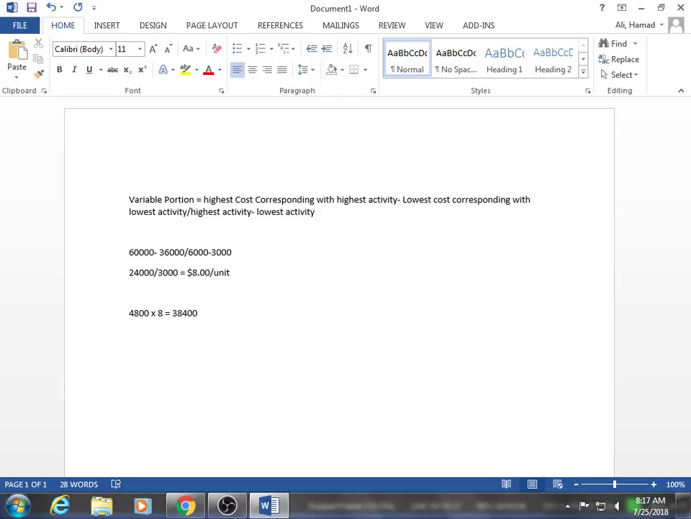38,400. That is a variable cost. This is the variable cost for next month. And we talk about 4,800 machine hours. That's not one of the months, correct? That's projected to be next month. Yeah, so that is the variable. Estimate the total, but this is only the variable.